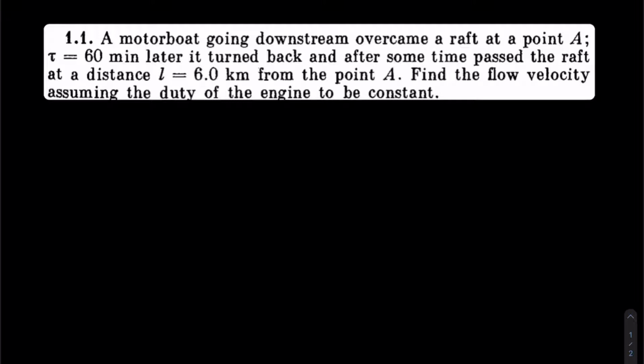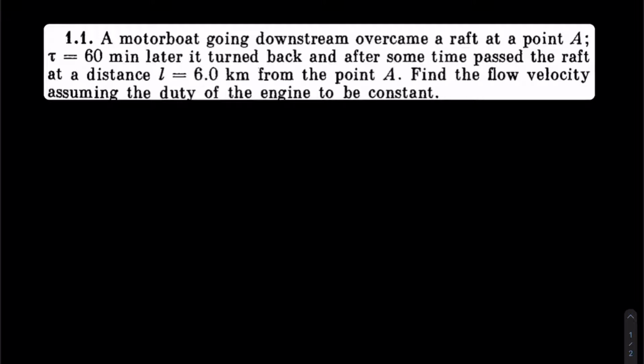The problem reads: a motorboat going downstream overcame a raft at a point A. Tau equals 60 minutes later, it turned back and after some time passed the raft at a distance L equal to 6.0 kilometers from the point A. Find the flow velocity, assuming the duty of the engine to be constant.